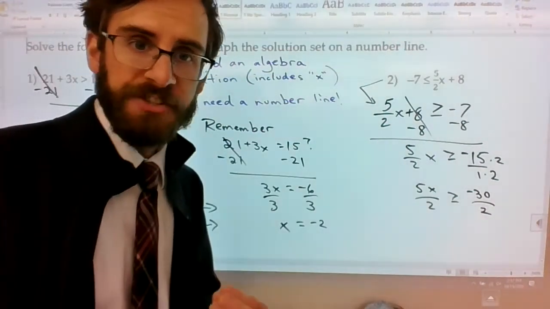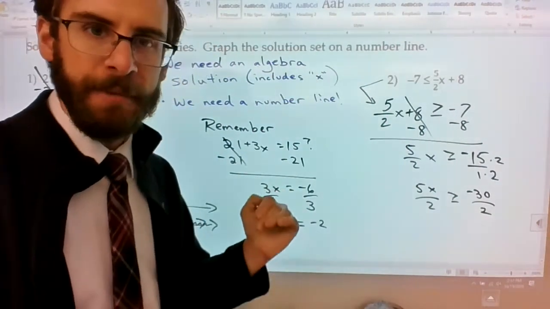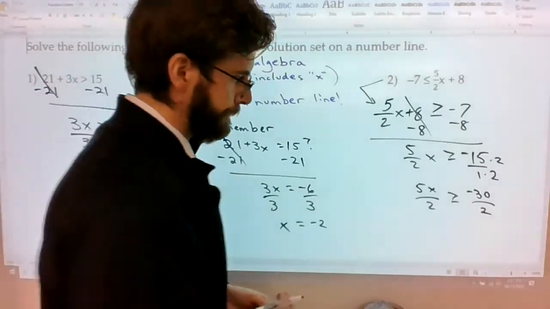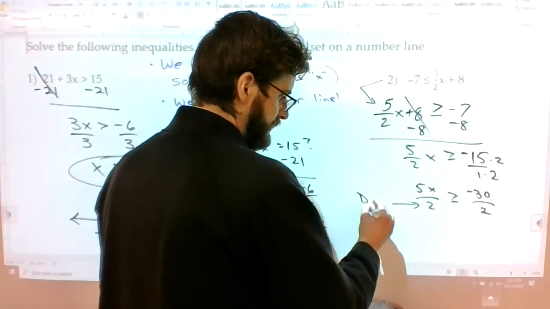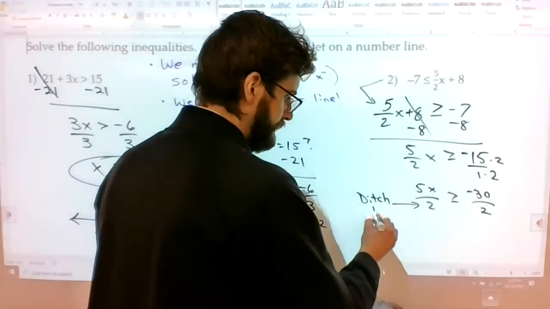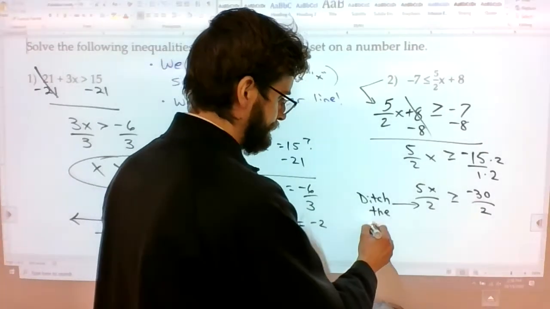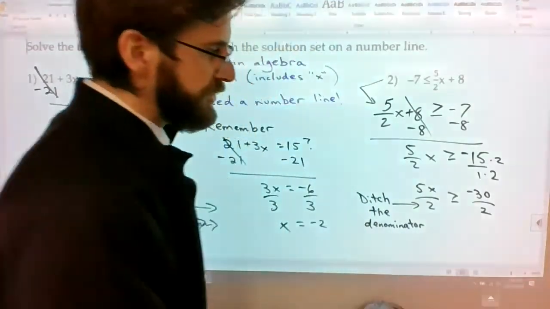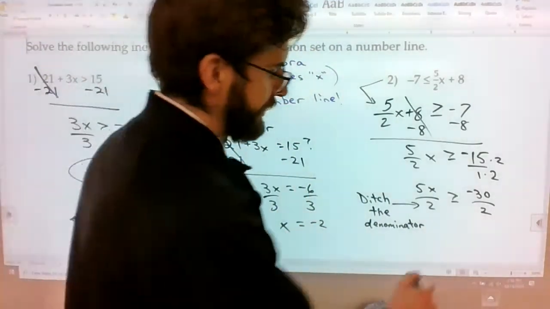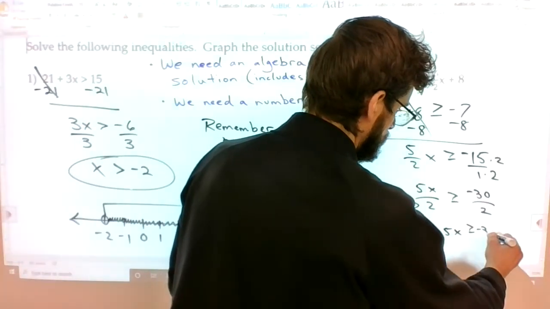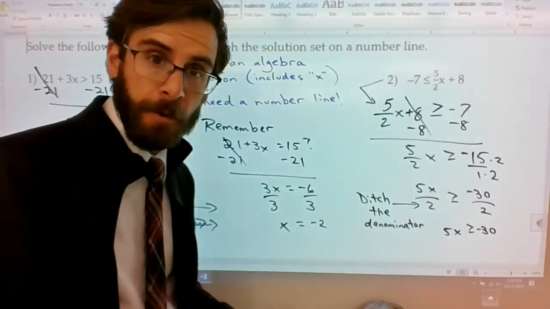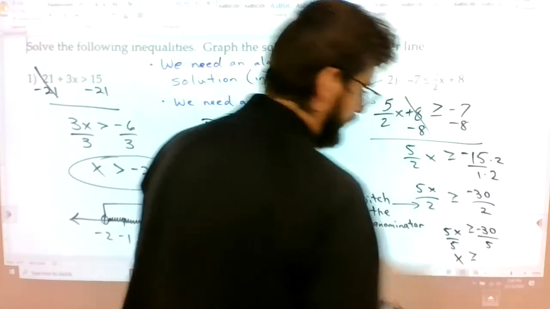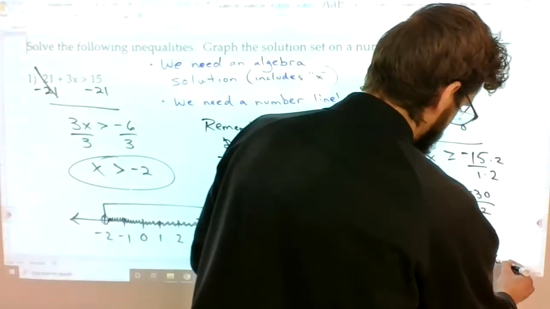And there was a rule back in the solving equations chapter where if you had a common denominator, you could then ditch it. Same thing applies here. You can ditch the denominator. So that should be 5x is greater than or equal to negative 30. Divide both sides by 5. And you get x is greater than or equal to negative 6.